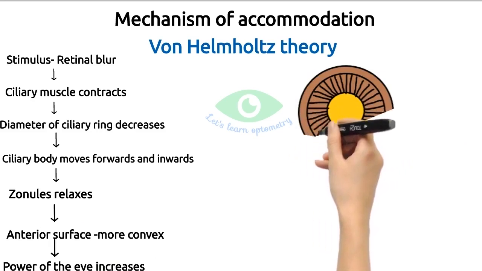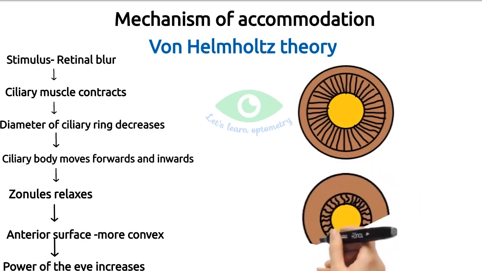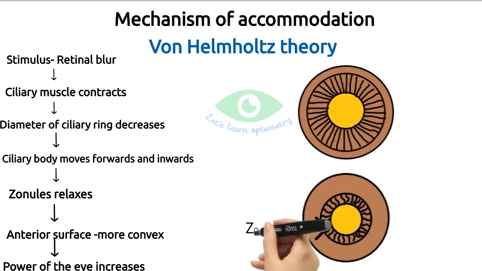Here, the ciliary muscle is in a relaxed position, the zonules are in stretched configuration, and the eye is in unaccommodated state. Here, the ciliary muscle is contracted, the zonules are relaxed, and the eye is in accommodation state.